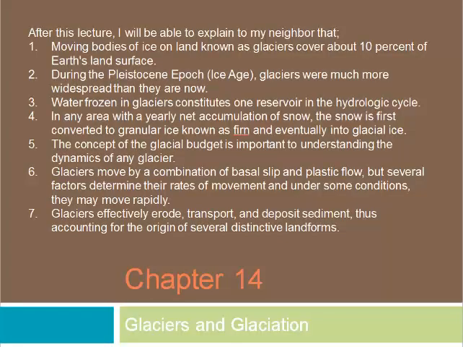So we're going to cover chapter 14 in this lecture, and it's talking about glaciers and glaciation. Glaciers are big moving bodies of ice on land, and they cover about 10% of the Earth's land surface. They were really prevalent during the Pleistocene epoch, which is the Ice Age. That's the last 2.6 million years.